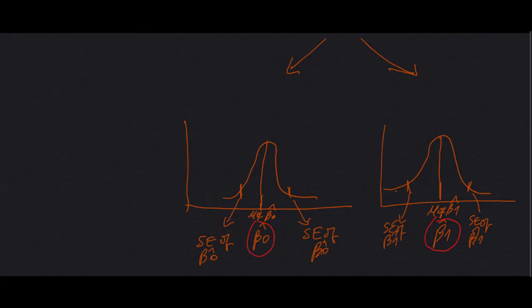So to calculate the lower bound of the 95% confidence interval, we do minus 1.96 times the standard error of the beta 0 estimate, and we add that to the mean, which is the beta 0 estimate. That gives us the lower bound of the confidence interval. To calculate the upper bound, we do 1.96 times the standard error of the estimate, and we add that value to the mean of the distribution, which is the beta 0 estimate. And we do the same with beta 1.